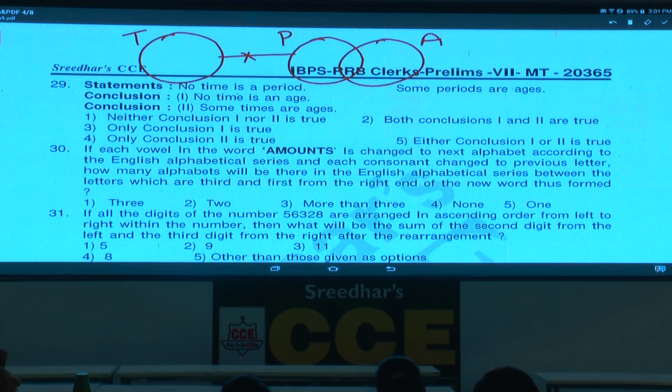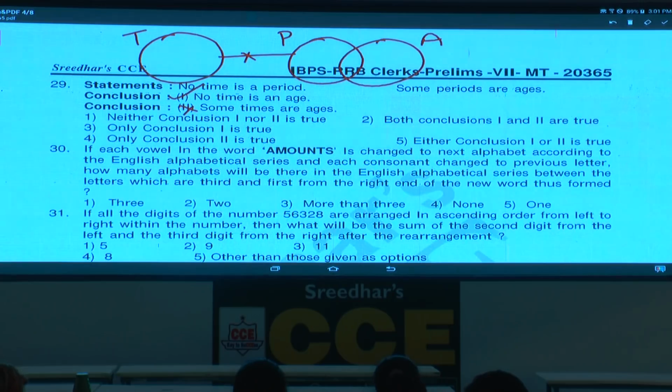Then what is the first conclusion here? No time is an age. No time is an age, definitely true. Second one, some times are ages, that is false. First conclusion is true. And what is the first one here? The first one is a negative conclusion.